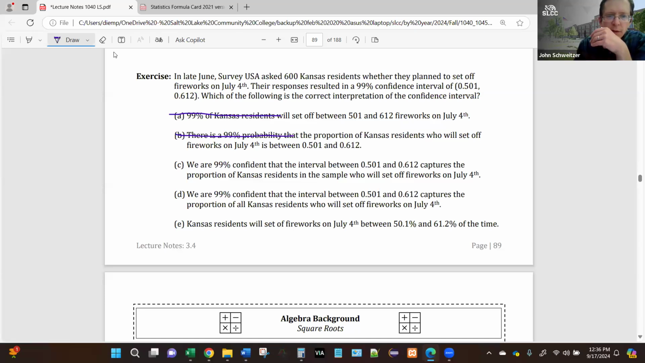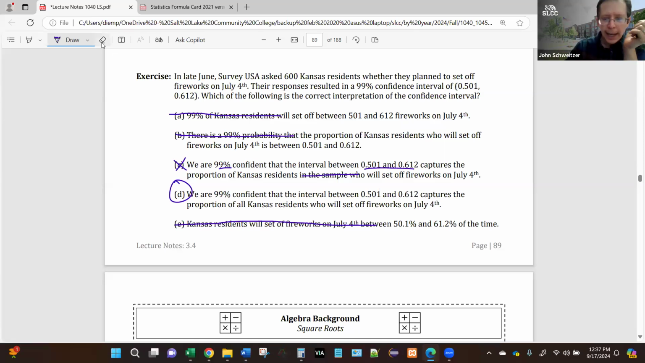So let's see. C is sounding pretty good. We're 99% confident that the interval between captures the proportion, but the problem here is that it talks about people in the sample. Okay, so we have no need to build a confidence interval for the sample proportion. We know what the sample proportion is, right? So that's the problem there. This one doesn't even talk about a confidence level, so yeah, it's got to be D there for that. Great. So we're getting there.